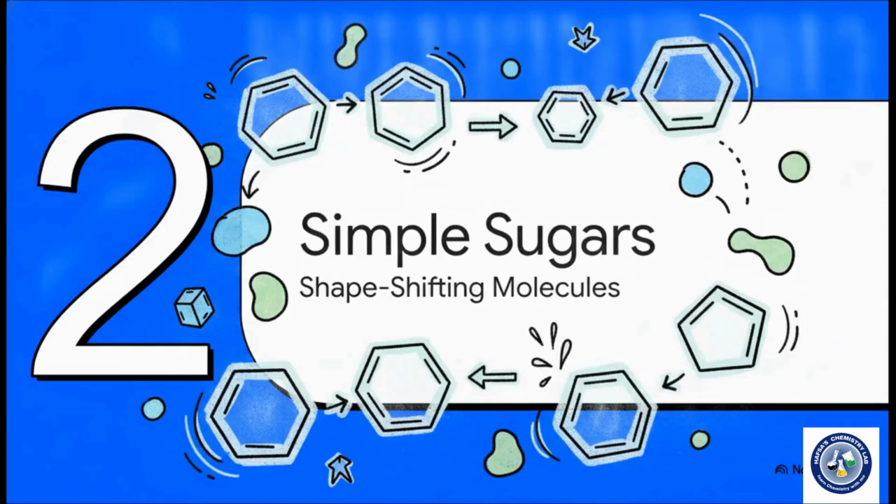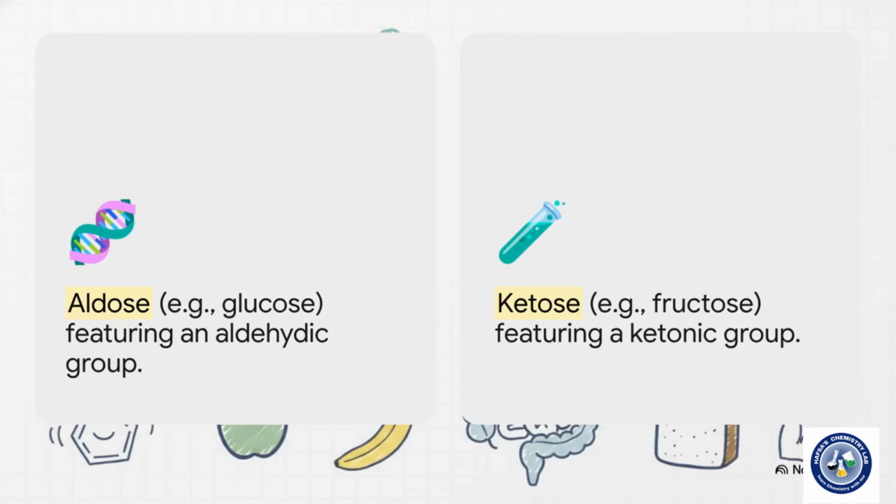That brings us to section 2, shape-shifting simple sugars. This is where the chemistry gets remarkably dynamic. Simple sugars, or those monosaccharides we just talked about, are classified by their functional groups. An aldose, like glucose, features an aldehydic group. A ketose, on the other hand, like fructose, relies on a ketonic group.